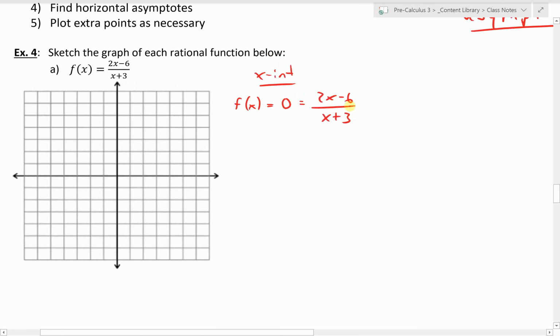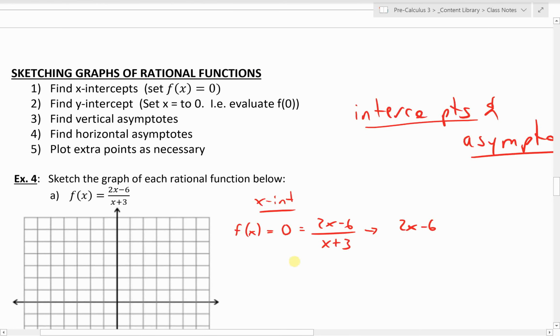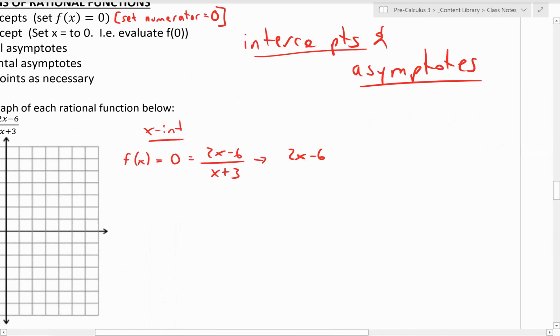Now, the only way that a fraction can be equal to 0 is if the numerator is equal to 0. So you also might hear me say a lot that when we're finding x-intercepts, really all we need to do is set the numerator equal to 0. Okay, so we're setting the whole function equal to 0, but practically that means setting the numerator equal to 0. So if we set that numerator equal to 0, we'll solve for x and get x equals 3. So we have an x-intercept at x equals 3.